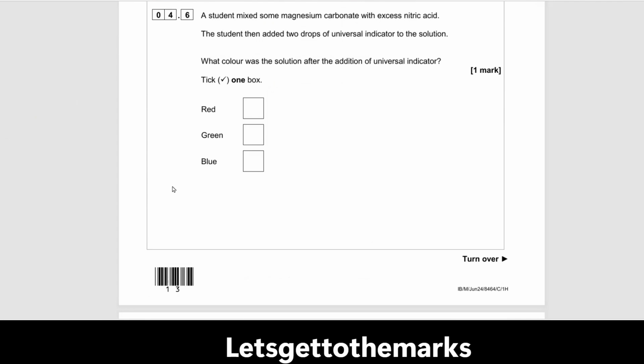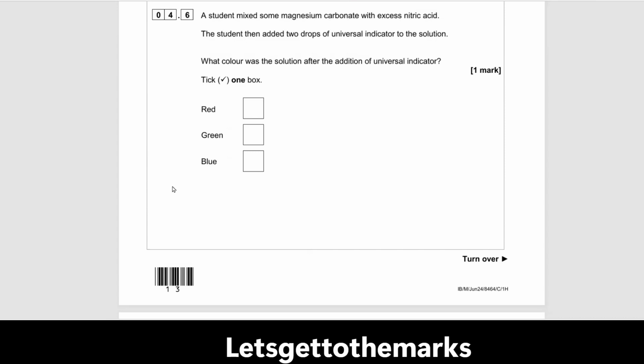A student mixed the magnesium carbonate with excess nitric acid. The student then added 2 drops of universal indicator solution. What color was the solution? So we had magnesium carbonate, but we've got extra acid. If it's extra acid, then overall what's left? Acid. So it means all the alkali, the base, has gone and we're left with the acid.